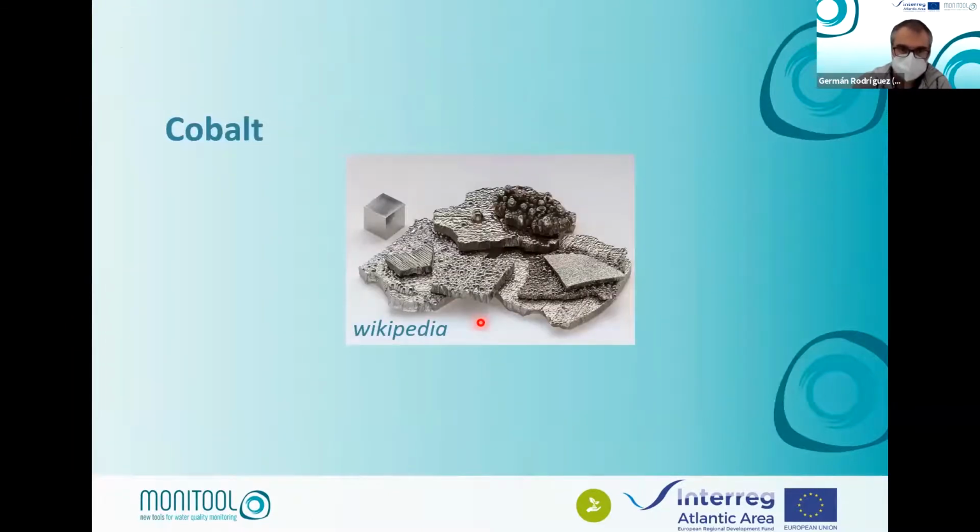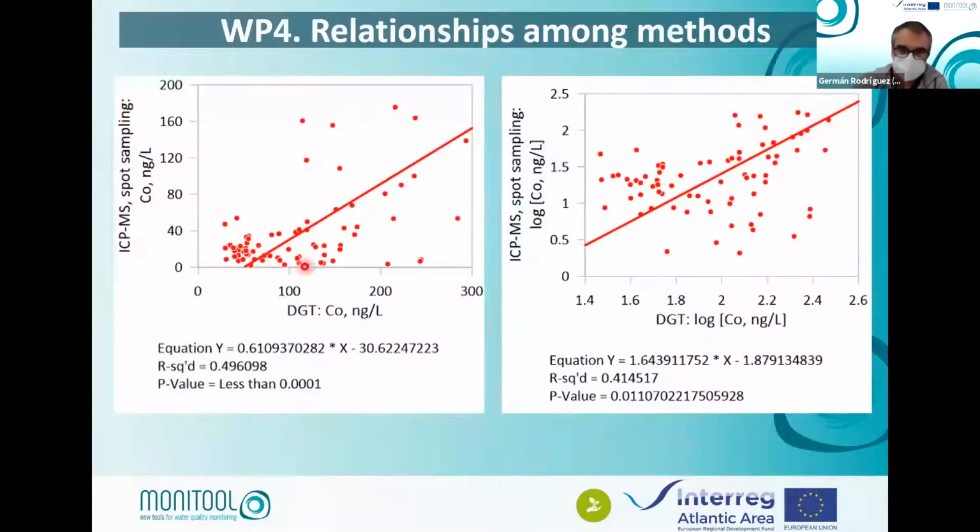In the case of cobalt, it's worse. Very bad adjustment in the case of linear adjustment. Okay, non-transformed data, very bad, very scattered data. And in the case of logarithm, also very scattered data, very scattered relationship. So it's a very poor relationship between both methods.